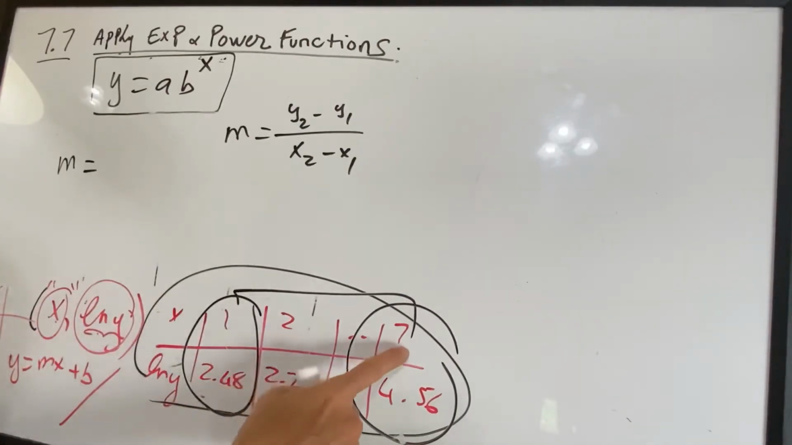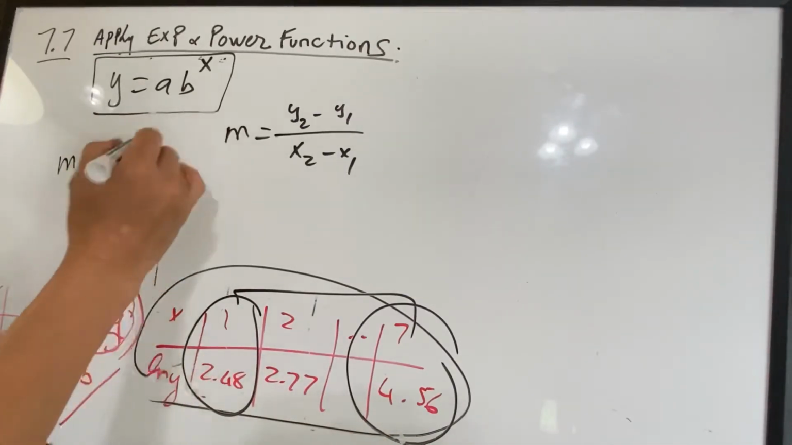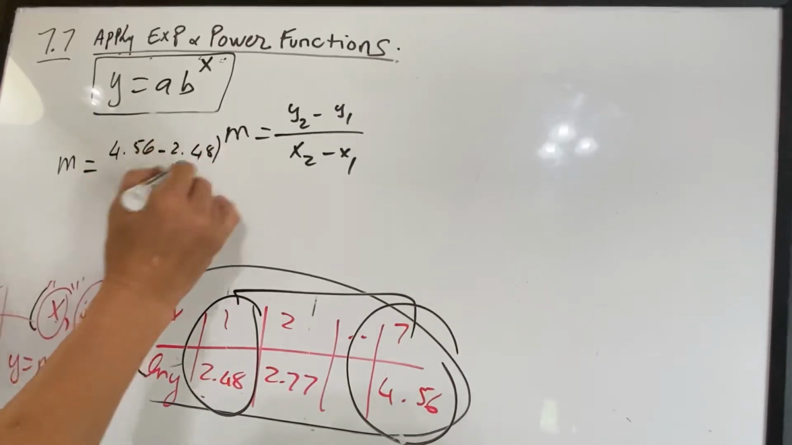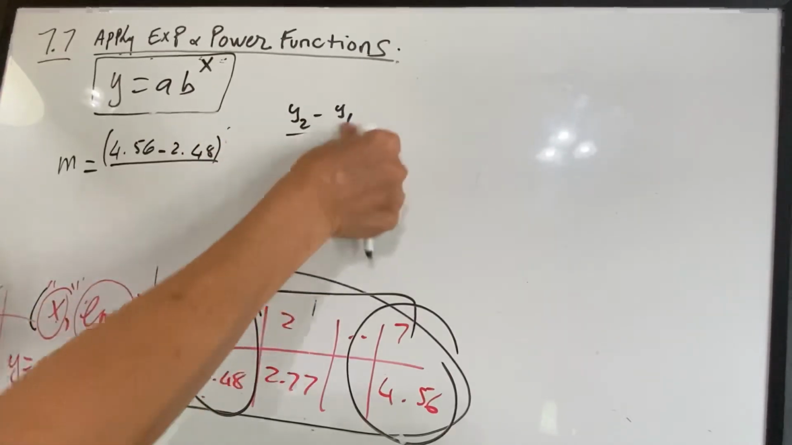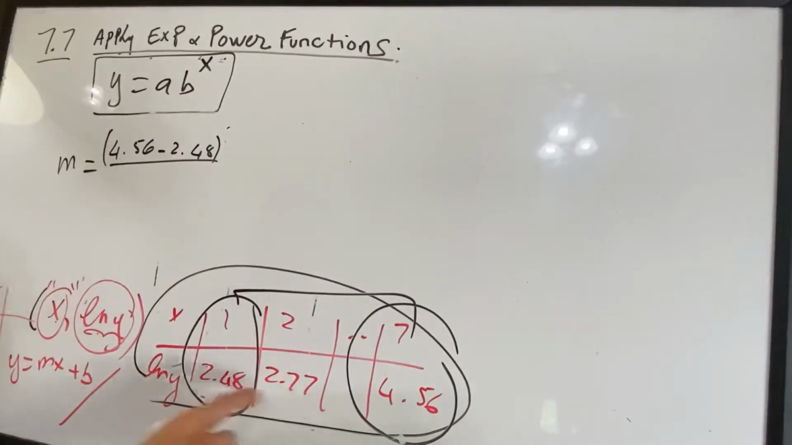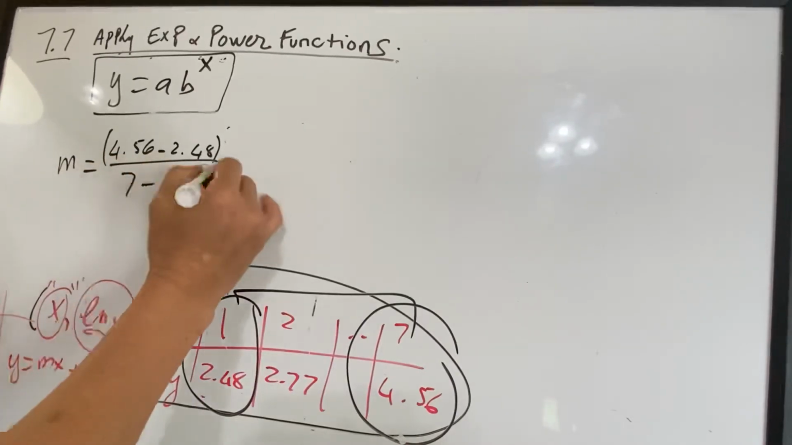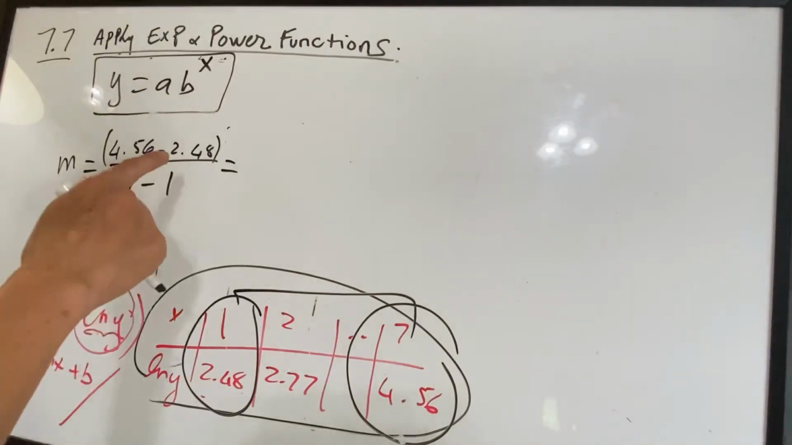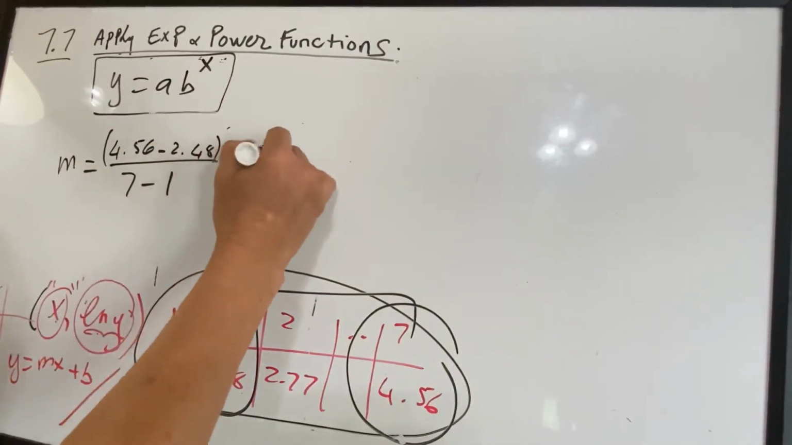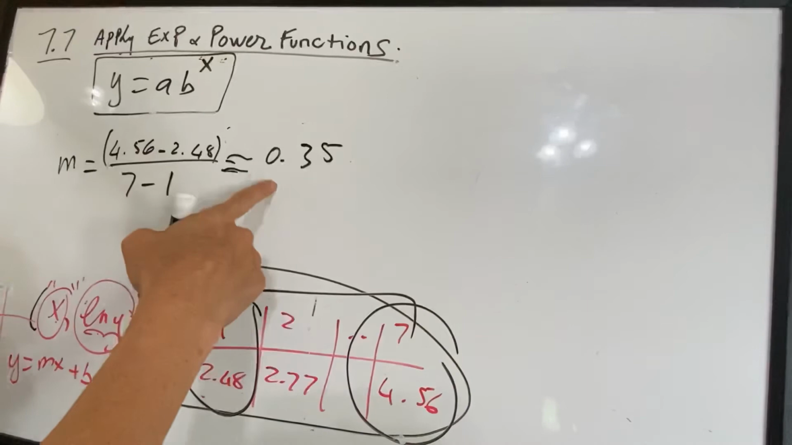All right. So use y2, which is 4.56, minus y1, which is 2.48. There we go. Over. Clear this one so you guys see now, right? Okay. So over what? Over that is 7. Okay. 7 minus 1. So guys, you get that right there, right? Okay, so using this point right here, plug in, you will get the number around 0.35. There we go. So now you have the slope, guys.